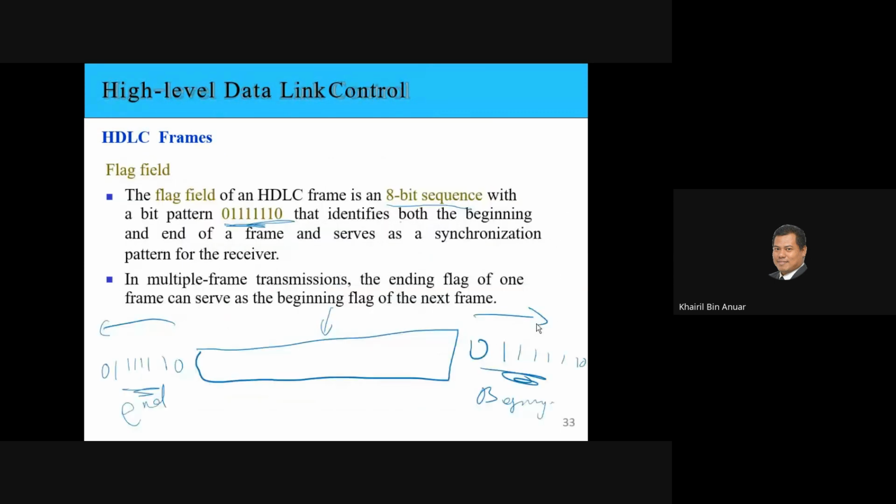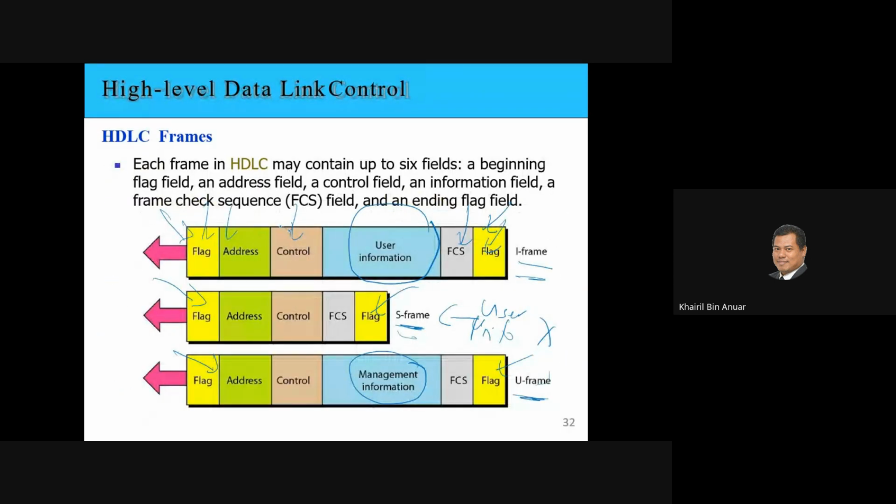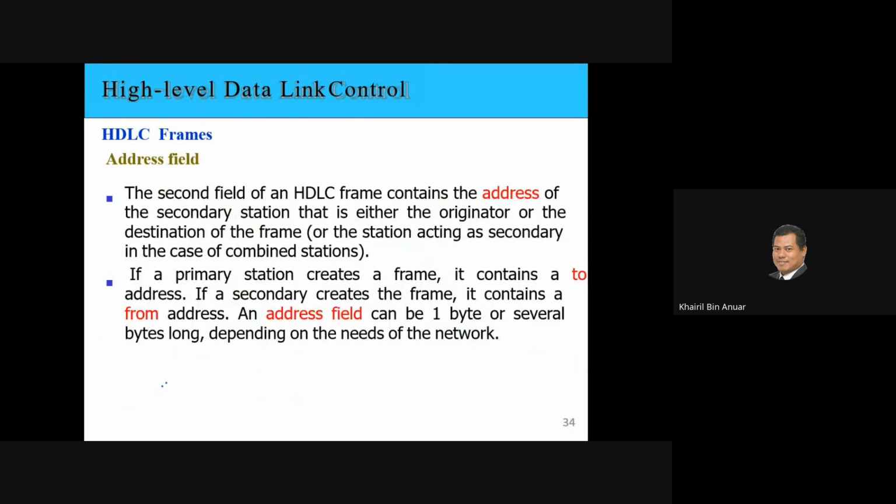Then you have the address field. Okay, so now we are talking about this part, the address field. The second field of the HDLC frame contains the address of the second station that is either the originator or the destination of the frame, or the station acting as secondary in the case of a combined station.